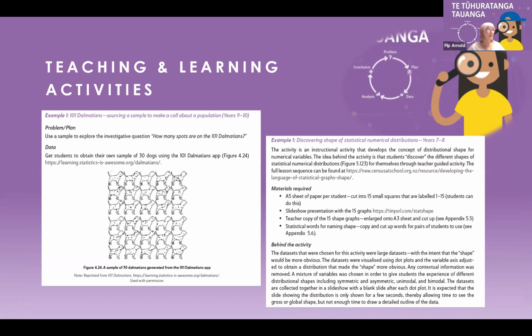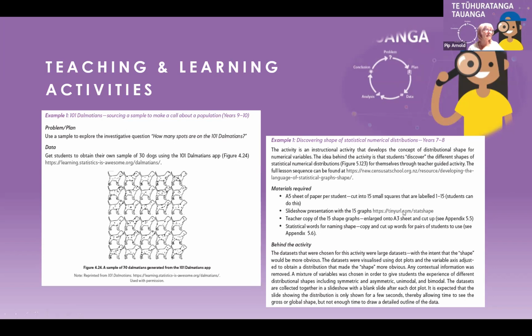And here's yet another one. I've dropped this one in here. Anna Ferguson's Teaching Statistics and Statistics is awesome. What a lovely rabbit hole. I went in and spent a few days exploring, but I really like this one with the 101 Dalmatians. If you've not seen it, it's a really nice sample. The kids can generate their own sample and then you can do some sample to population work from there. So, your years 9 to 10.